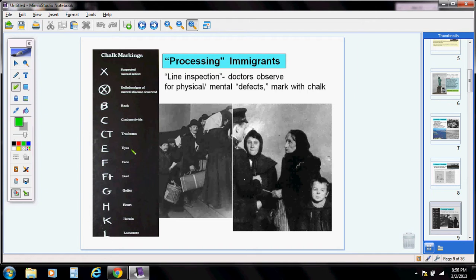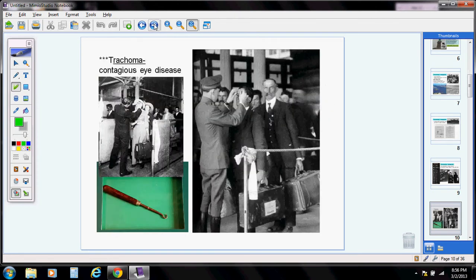They pull you out of the line, they check you further, and if everything was okay, then you go on to the next part. If something was really wrong with you, then you would have to go to the hospital, or if you had an untreatable disease or a disease that was not allowed to be introduced into America, you could face deportation. One of those really dangerous eye diseases that officials were looking for was trachoma.